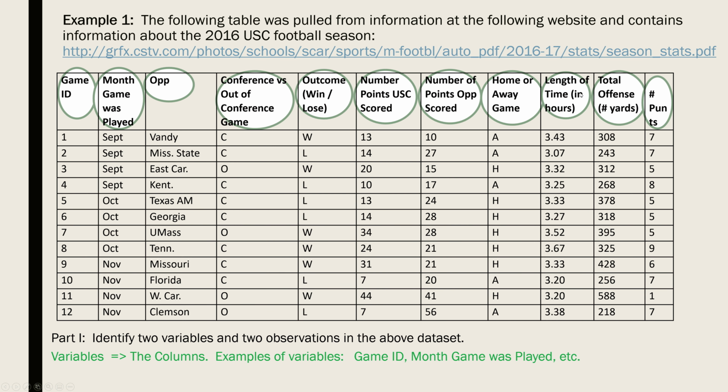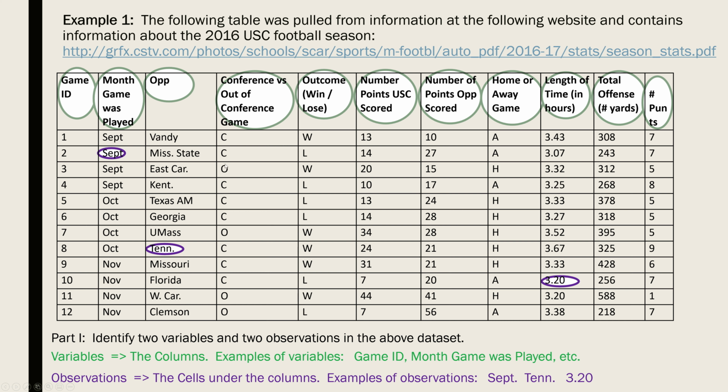Here's an example. The green part is what we call variable or column headers or columns. For example, game ID, month game was played, or length of the time are variables or column headers. Observations are just the cells under those columns. For example, September, Tennessee, and 3.2. Those are observations.